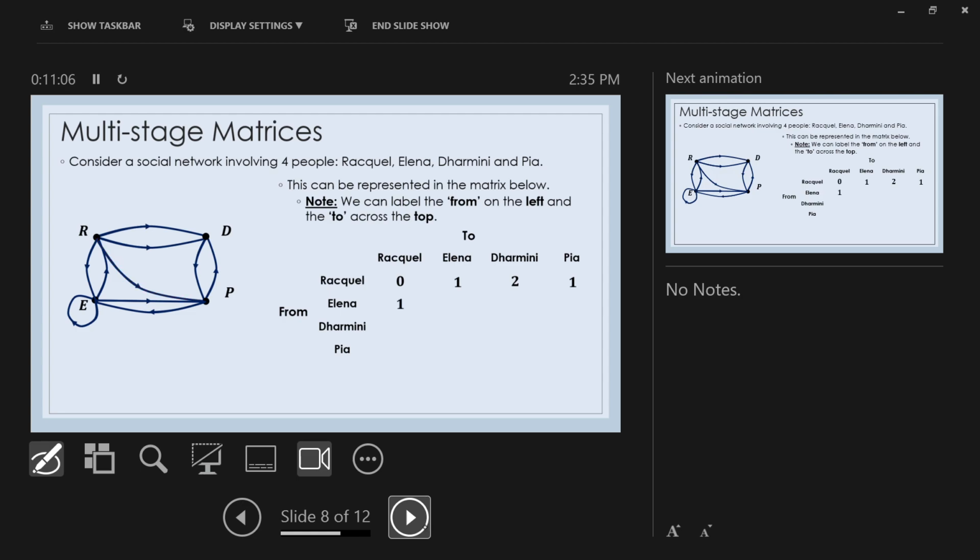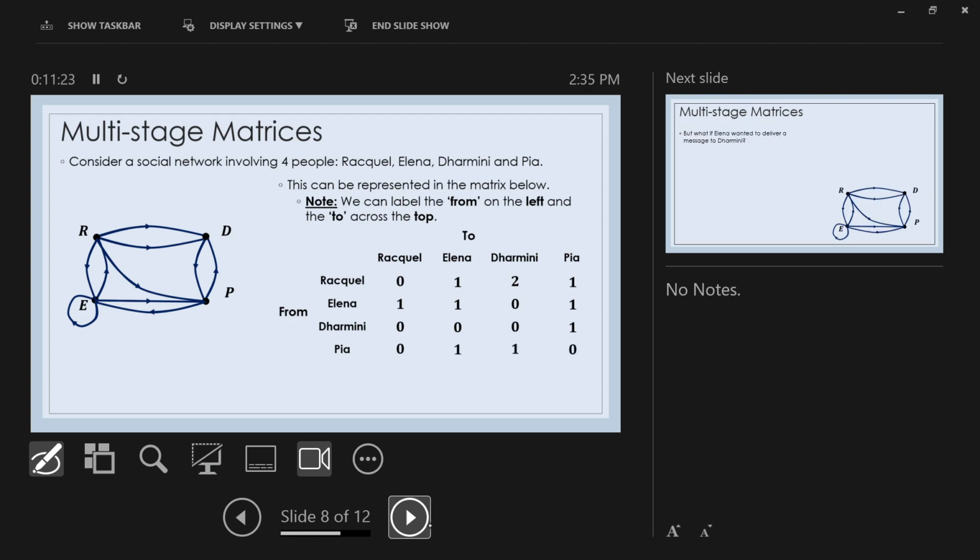We now go from Eleanor and summarize all of hers. Eleanor connects to Raquel in 1 way. Eleanor connects to herself in 1 way, to Darmini in 0, etc. Okay, so we can go through and plot each of these. So that was what we call a 1-step. Now, 1-step means that you directly connect to these people, directly through one edge. In other words, you pass over one edge to connect to the new vertex that you want to go to.